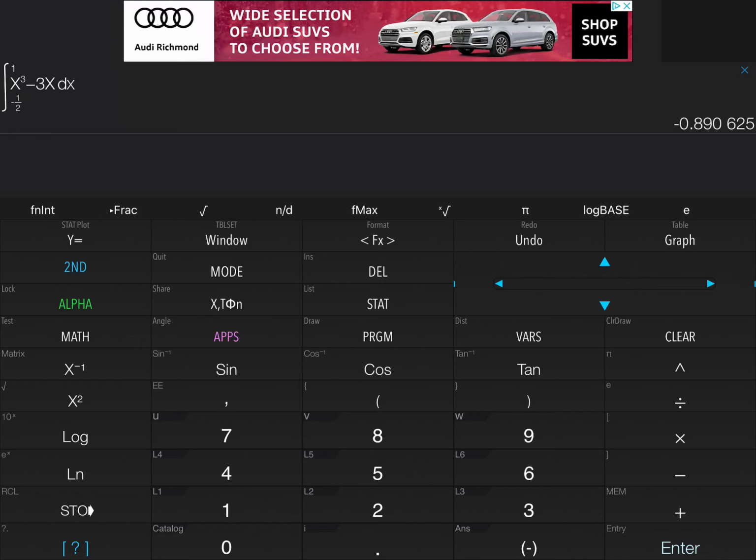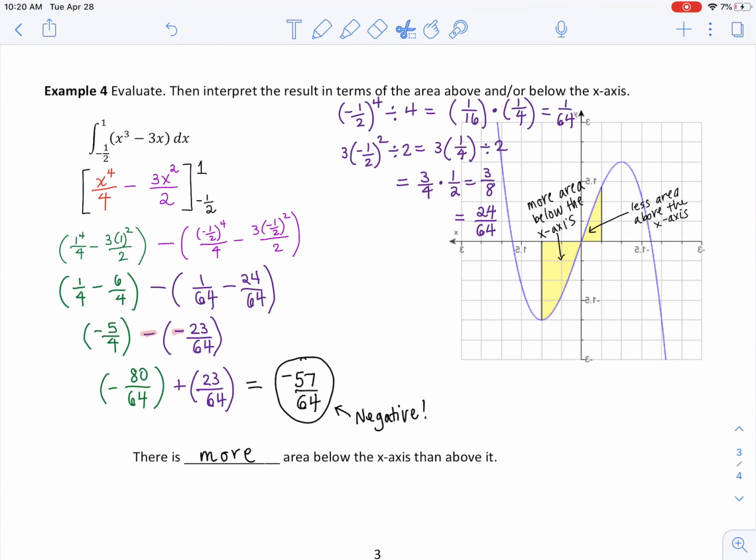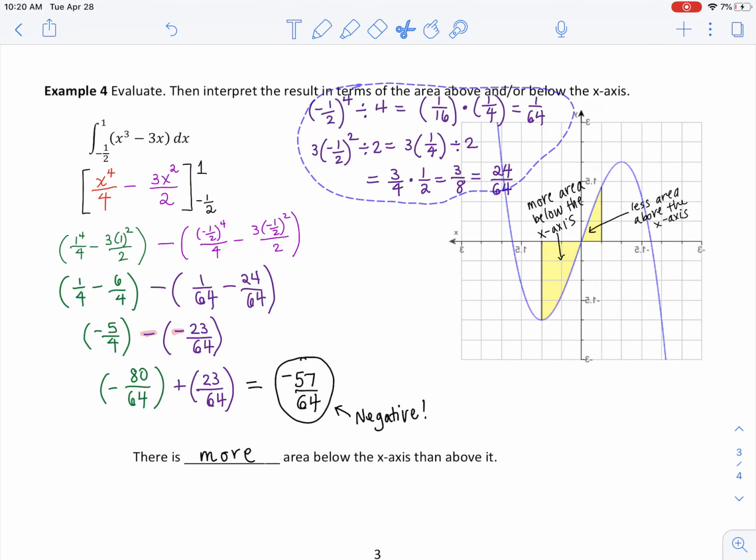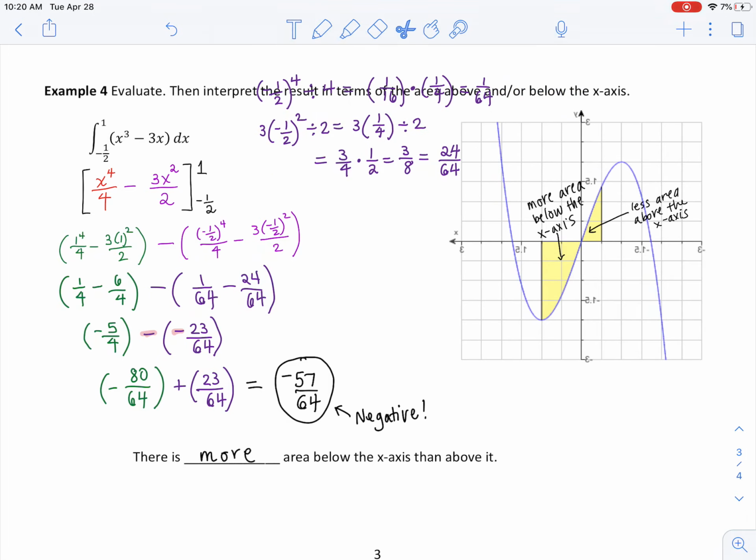Oh, well, they gave me a decimal. I don't want that. Well, it came out to be negative, that's the good news. Then I converted into a fraction: -57/64. Yay! I just used that TI-84, I don't know what that one is called, it was a free app that I downloaded. I used that to check my answer, and it came out looking good.